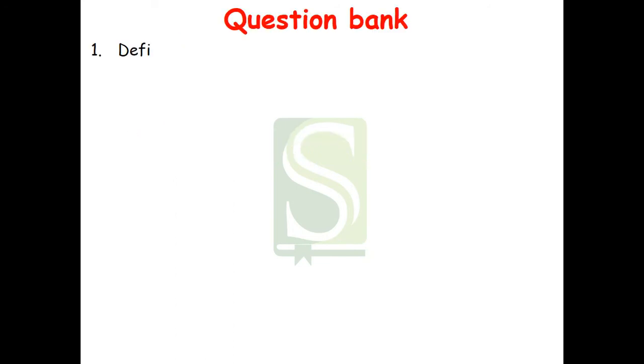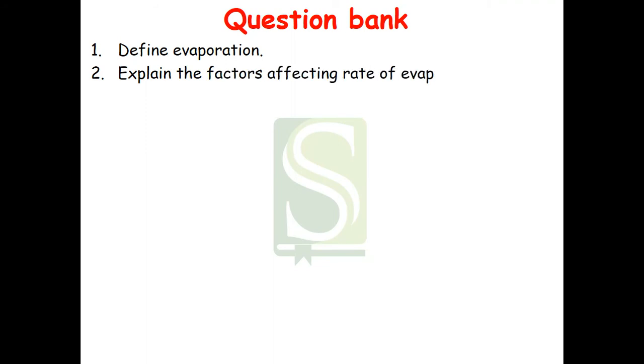Now the most commonly asked questions related to this experiment: first, you will be asked to define evaporation. So what is evaporation? It is a process of concentrating a product by evaporating the liquid material by application of heat. So that is evaporation. The next question, which is very frequently asked, is to explain the factors which affect the rate of evaporation.